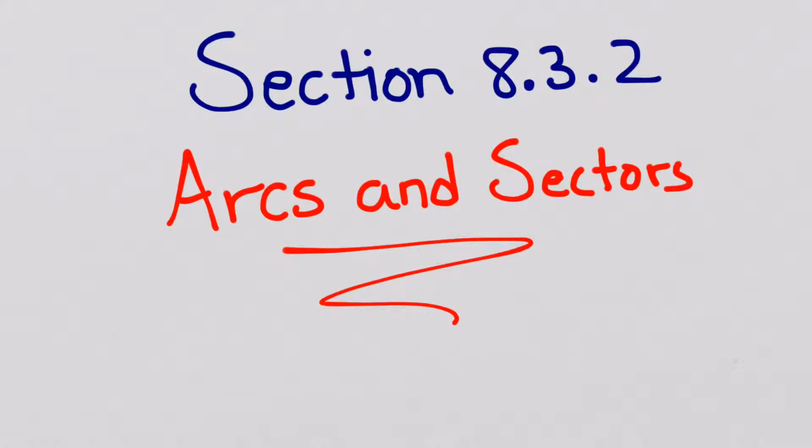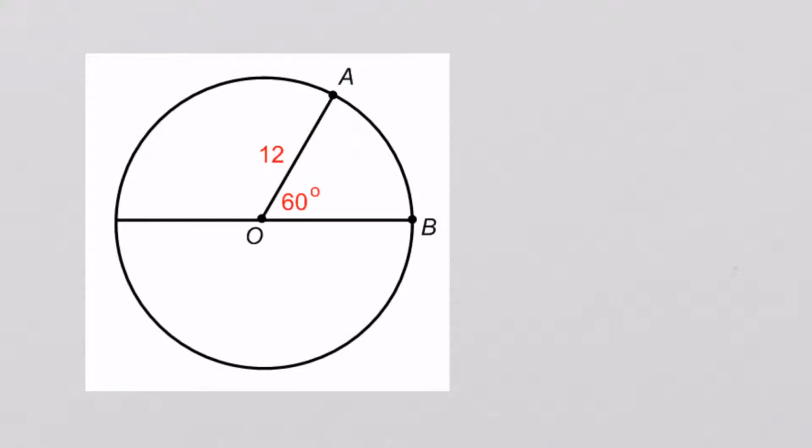Today we're going to be continuing in section 8.3.2. We're going to take another look at area and circumference of circles and see how it applies to a new concept called arcs and sectors.